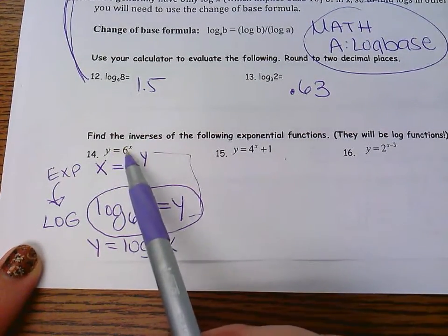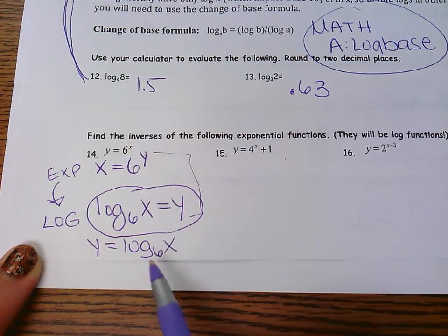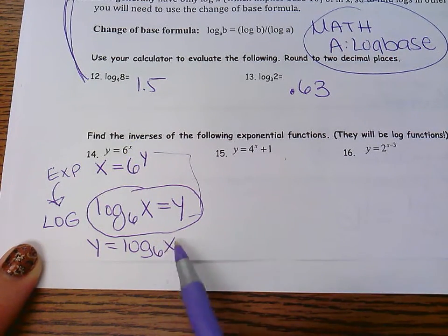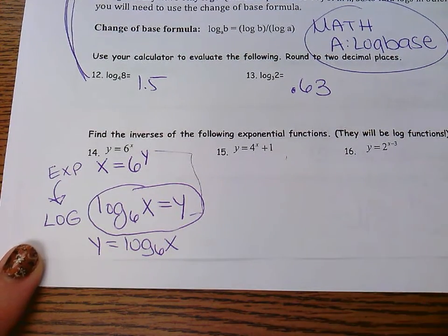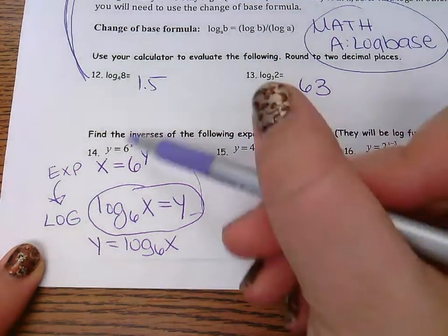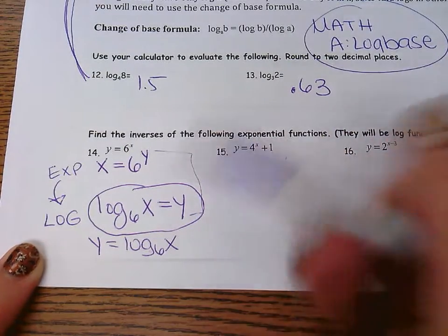So a base 6 exponent has a base 6 log as its inverse function, just like square root and square, or cube root and cube, or addition and subtraction. Logs and exponents undo each other.